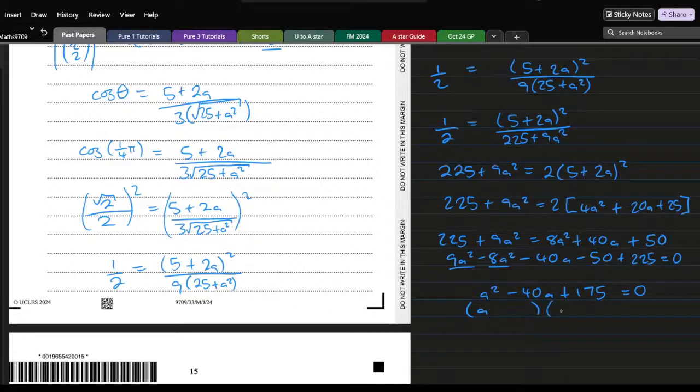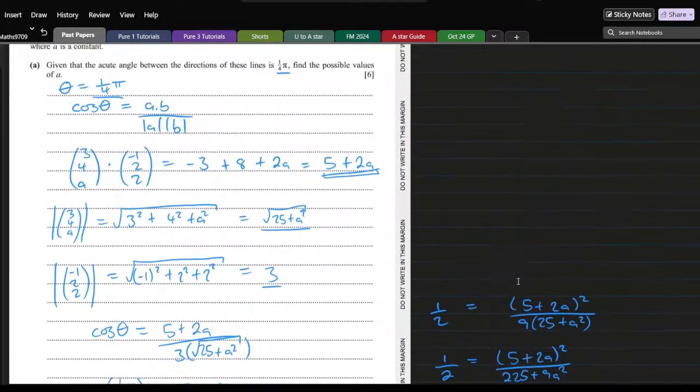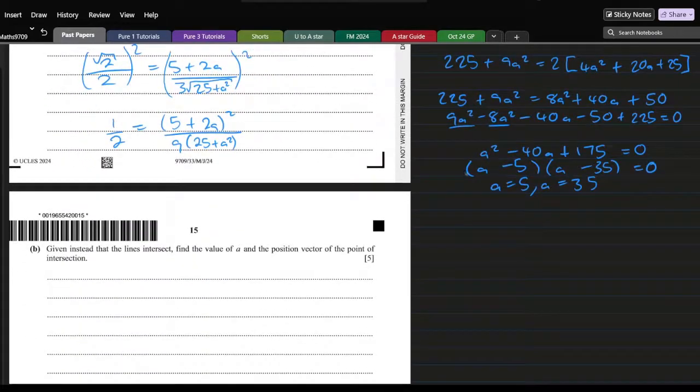Pretty sure we should be able to factor this by inspection. We need factors of 175 that add up to negative 40. So that's negative 5 and negative 35. So that means a is equal to 5 and a is equal to 35. I believe that's what they want, possible values of a. Find the possible values of a. So we can conclude that therefore a is 5 or a is 35, and that is our final answer.